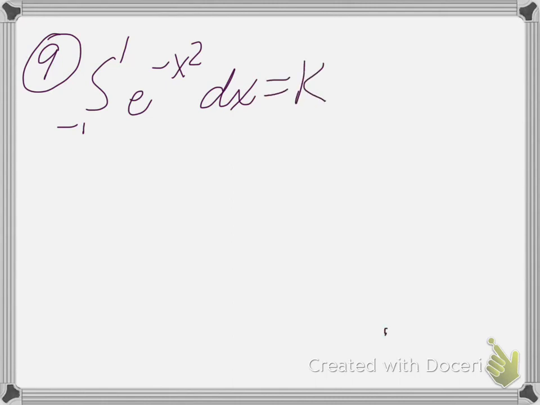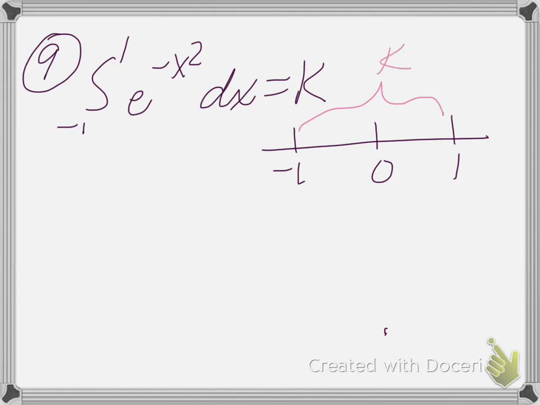Okay, moving on to number 9. Okay, so you were given that this thing from -1 to 1 is equal to k. So we talked about how when you make a number line, it's so much easier to think of it in terms of that. So if this is -1, let's say this is 0 and this is 1. So to go from -1 to 1, the area under that curve is equal to k. That's what this is saying.